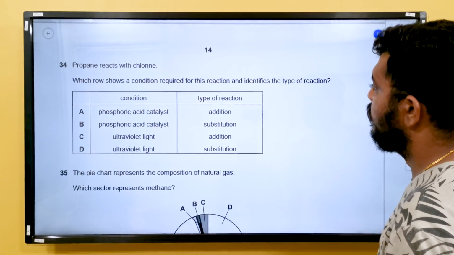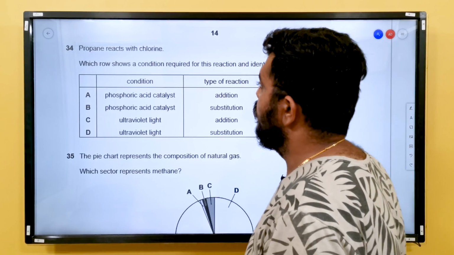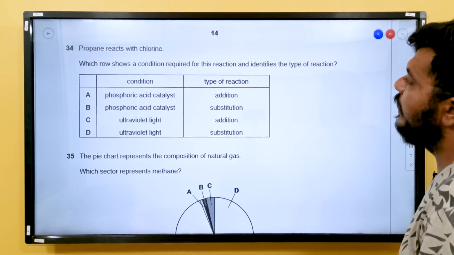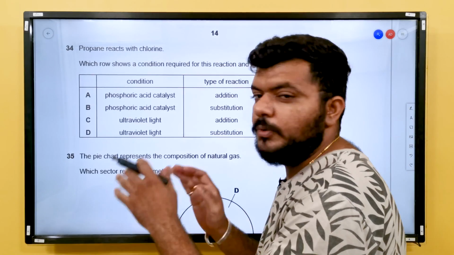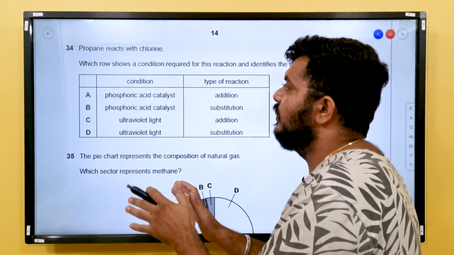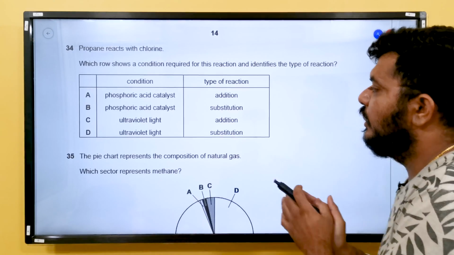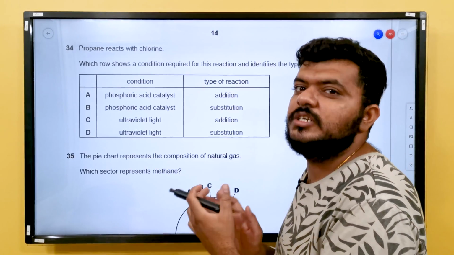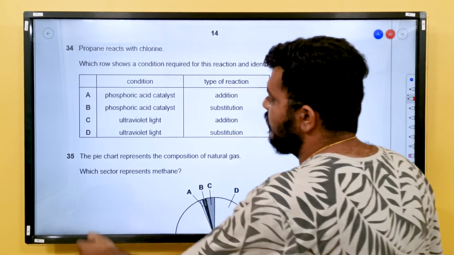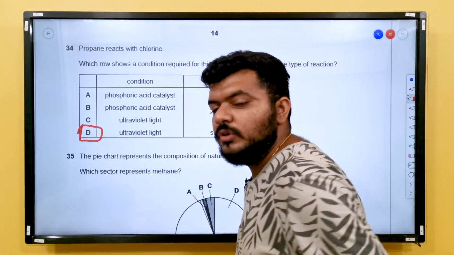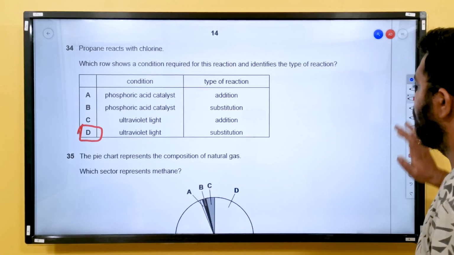Propane reacts with chlorine. Which row shows a condition required for this reaction and identifies the type of reaction? So it's propane, it's an alkane. When it reacts with chlorine, it has to be a substitution reaction. Chlorine is activated only in presence of ultraviolet light, and therefore your correct answer is option D.